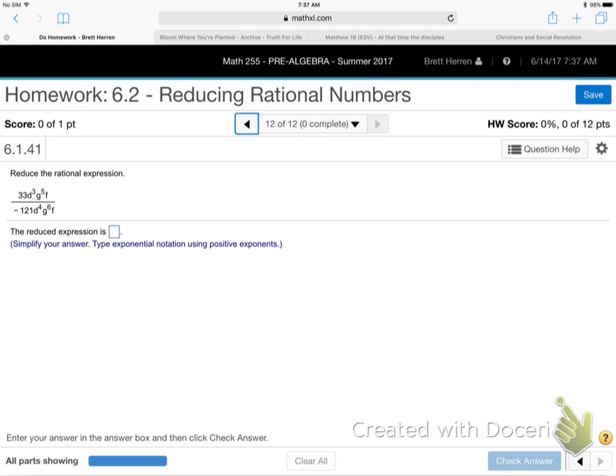I had a little hiccup on my calculator with this one. Really? Yeah, it won't let me put the negative sign on the bottom of the fraction. You sure you're doing a negative sign and not a subtraction? Yes. That's weird. It says syntax error.